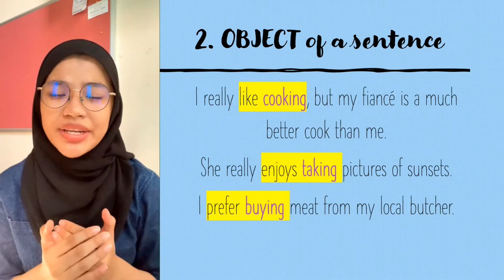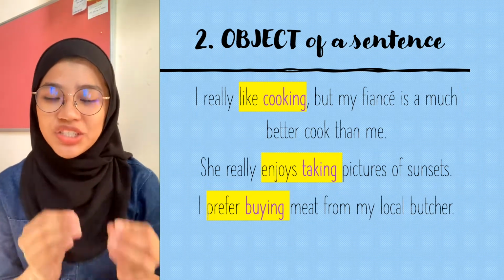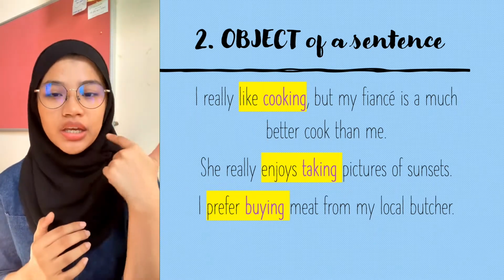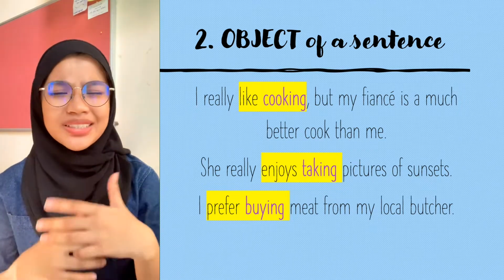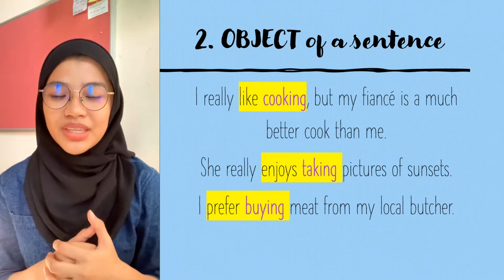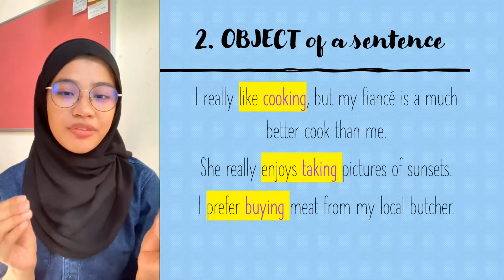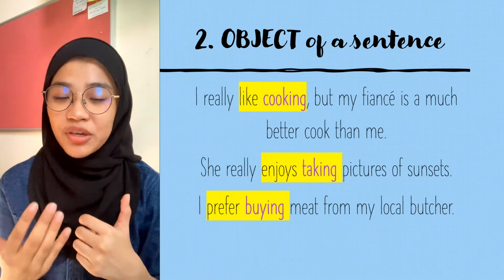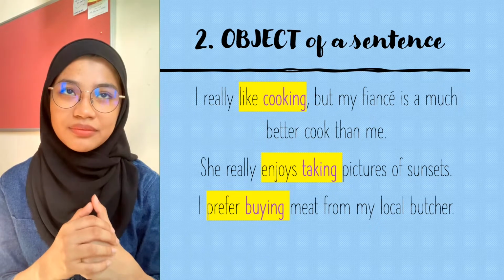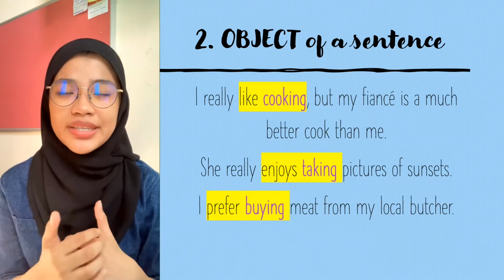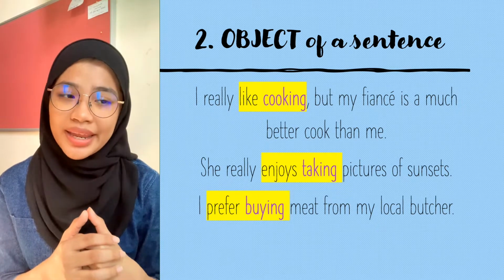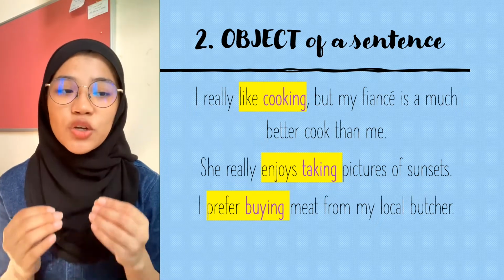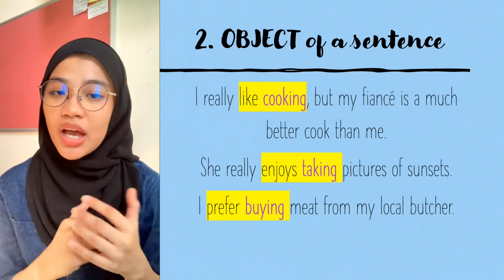Alright, next, you can use the gerund as the object of the sentence. Now, there are a number of very common verbs that take a gerund as an object. For example, love, like, enjoy, prefer, dislike, hate. So all of these verbs can be followed by a gerund. For example, I really like cooking, but my fiance is a much better cook than me. Second example, she really enjoys taking pictures of sunsets. And next, I prefer buying meat from a local butcher. Yes, so that's how you use a gerund as the object of a sentence.